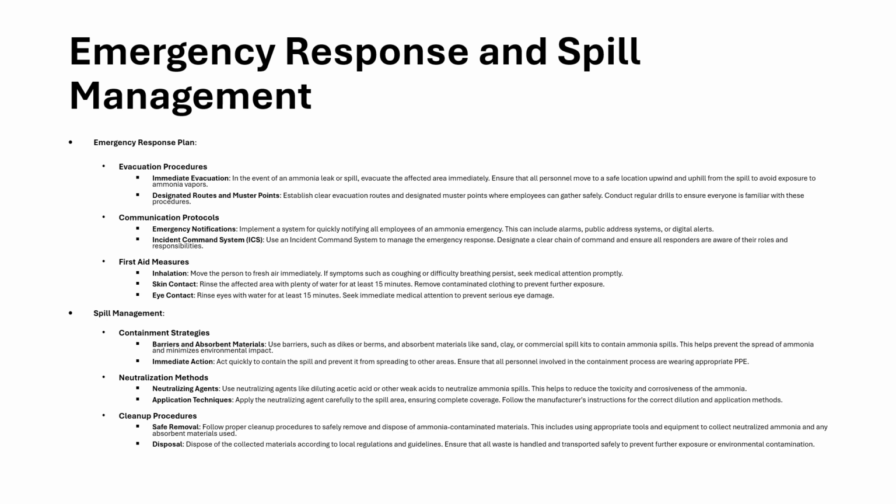Communication protocols. Implement a system for quickly notifying all employees of an ammonia emergency. This can include alarms, public address systems, or digital alerts. Incident Command System, ICS. Use an ICS to manage the emergency response. Designate a clear chain of command and ensure all responders are aware of their roles and responsibilities.